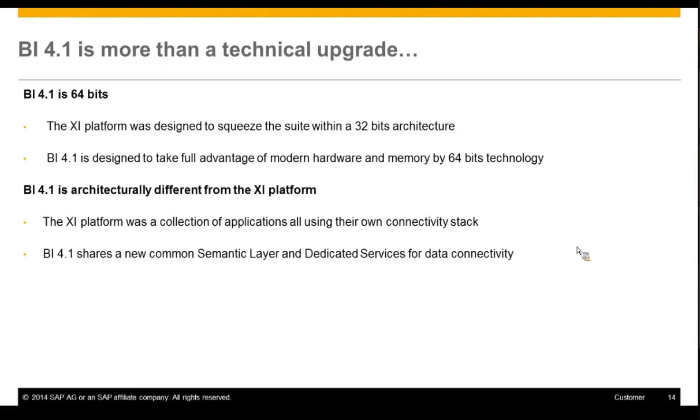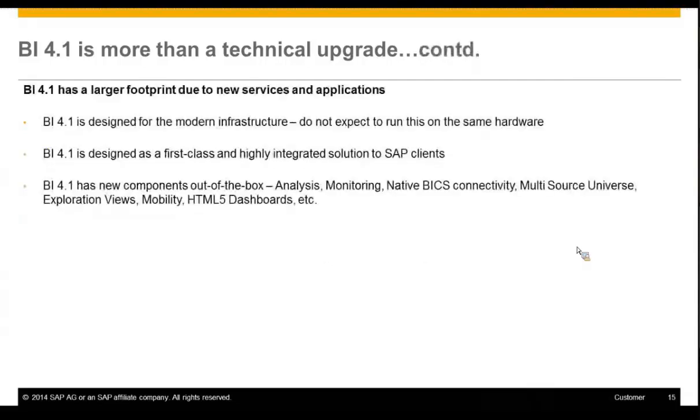So there are a lot of new components, a lot of new applications. A lot of these application services have their own connectivity stack. And also, we have changed our semantic layer strategy, what we call the common semantic layer strategy, and you have dedicated services for data connectivity. The main reason behind that change is to improve the performance, especially if you have reports on top of sources like BW and ERP.